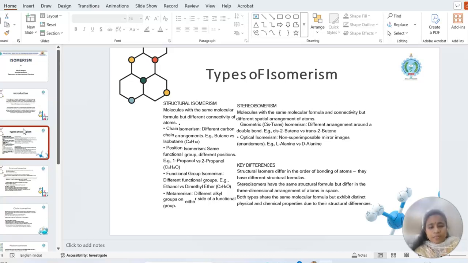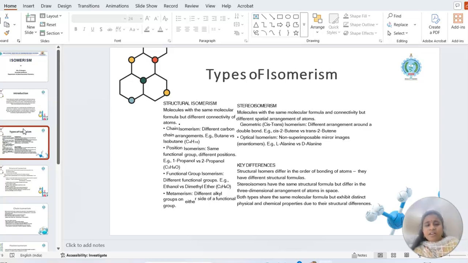Next is metamerism. Metamerism means different alkyl groups on either side of the functional group. For example, in dimethyl ether, ether is the main functional group, and on the right side we have a methyl group and on the left side also a methyl group. That means in metamerism there is a difference in the alkyl groups. This is about structural isomerism: chain isomerism, positional isomerism, functional isomerism, and metamerism.